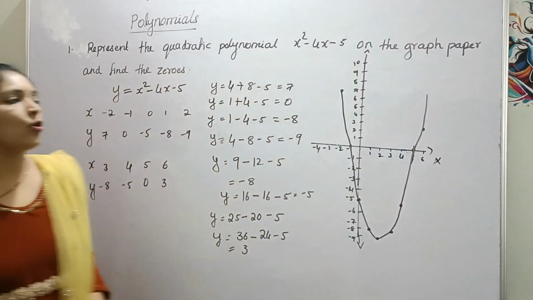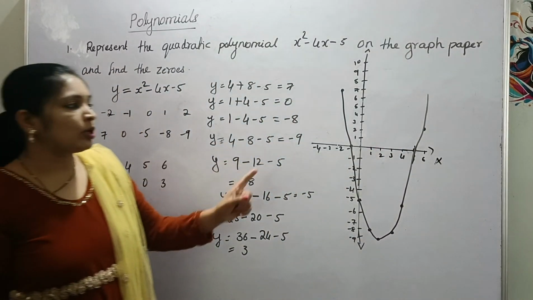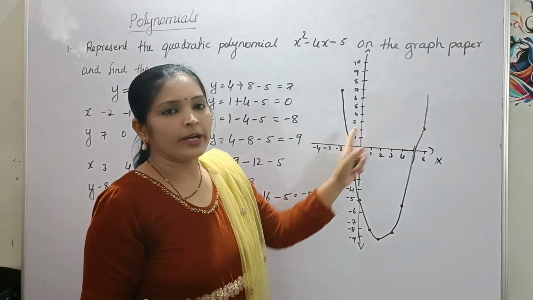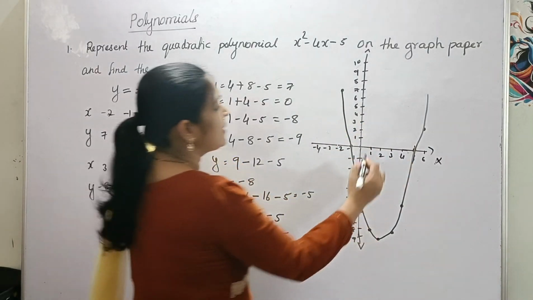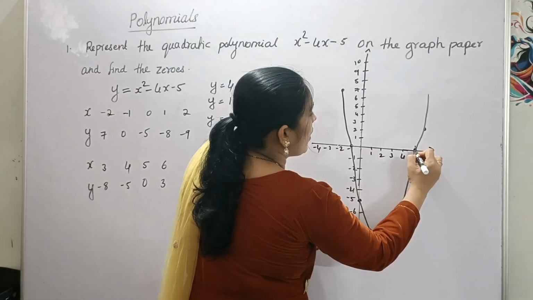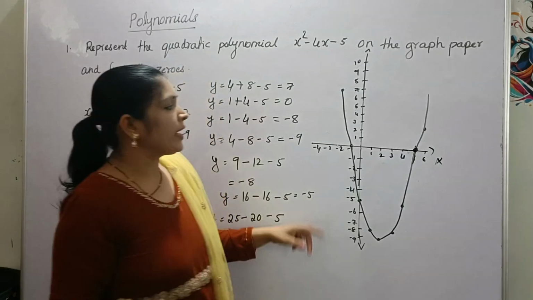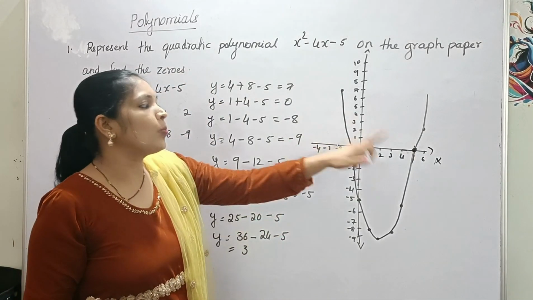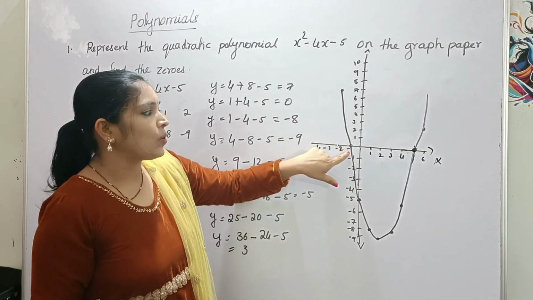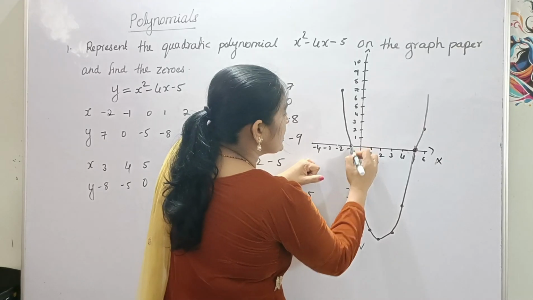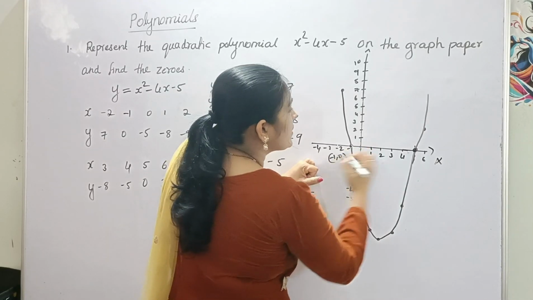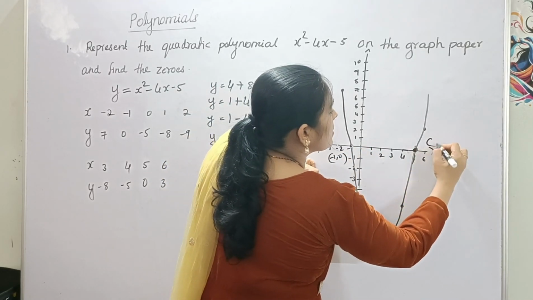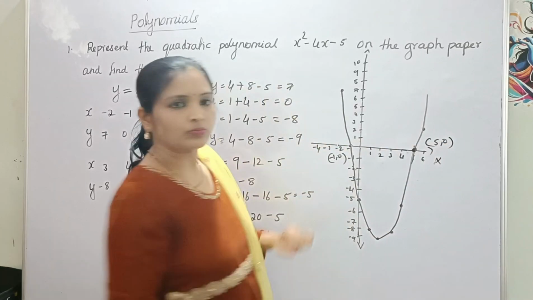Now here we have got a parabola. That parabola touches at 2 points on the x-axis, that is these 2 points, right? The parabola intersects the x-axis at 2 points. That is, one is the point minus 1, 0 and the other is the point 5, 0.